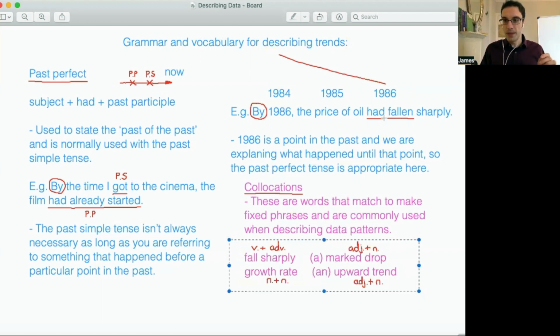So to fall sharply, as I've put here, you could even use an adjective-noun combination. So there has been a marked drop in the price of oil. You could say, for example, the price of oil experienced a good growth rate in the latter half of the decade. You could say the price of oil was on an upward trend. That's another collocation. And as I say, this will be good for describing data, but we'll get more into the area of collocations in a future video.